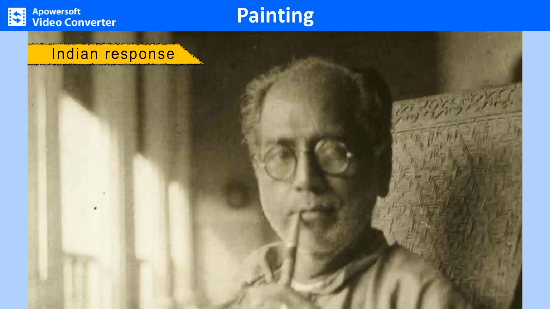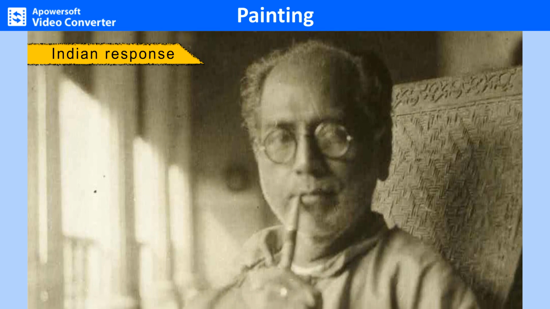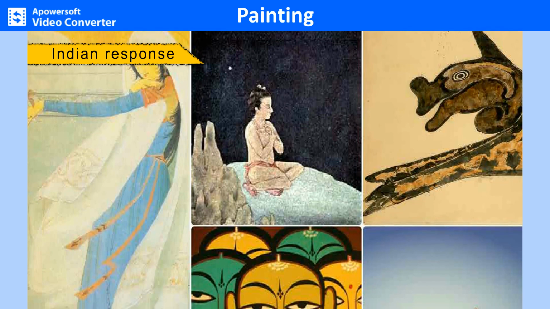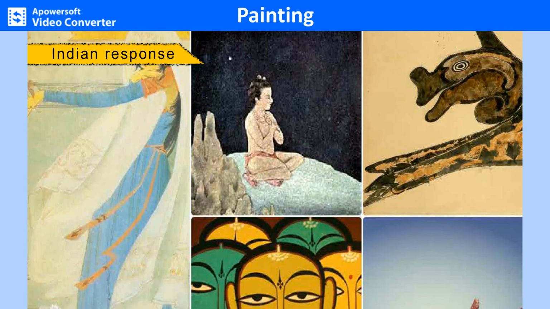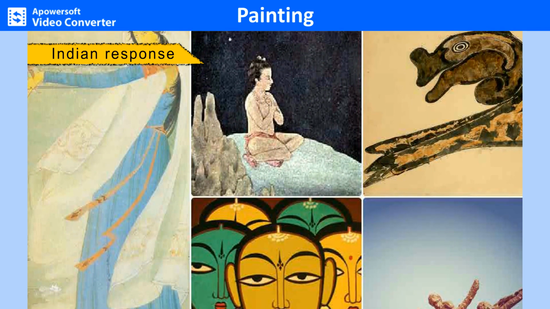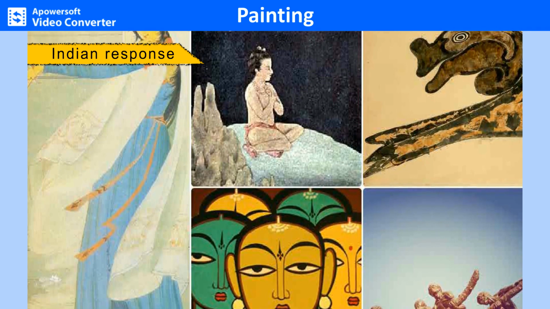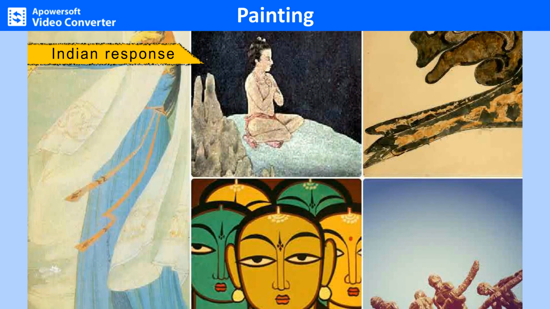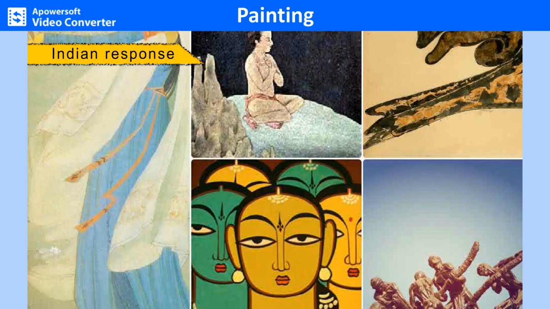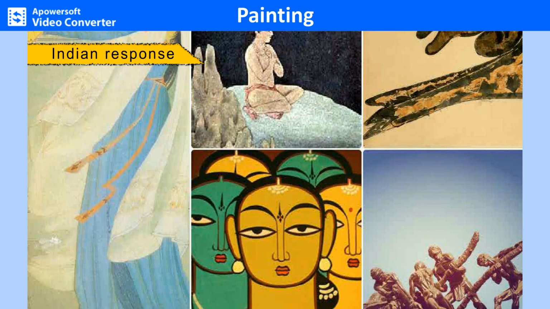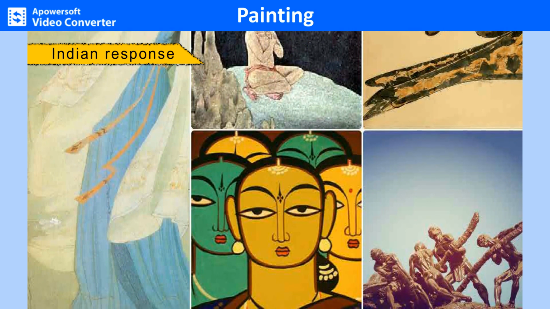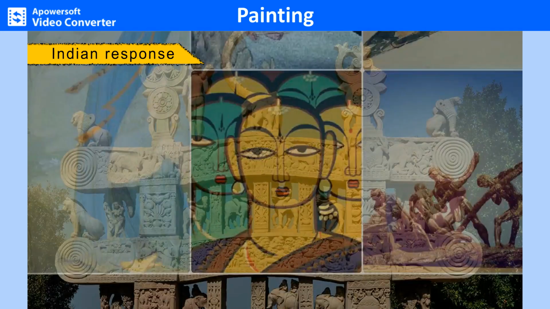Indian response. Abanindranath Tagore, nephew of Rabindranath Tagore, was the founder of the Bengal School of Painting. This school was influenced by European, Iranian, Chinese, Japanese, Mughal and Ajanta schools of art. The famous painters of this school, apart from Abanindranath Tagore, included Nandalal Basu, Asit Kumar Haldar, Kshetindranath Majumdar and many others. The inspiration of this school came from Ajanta, Rajput and Mughal paintings. The themes of the Bengal school mostly include historical, mythical and literary.